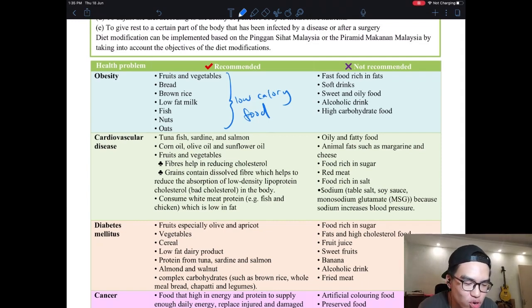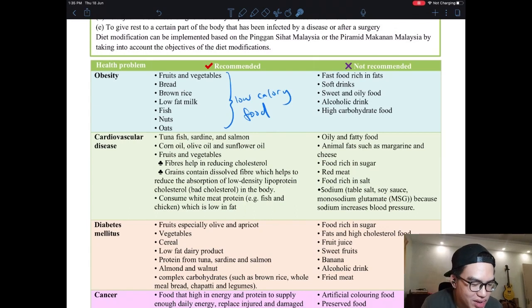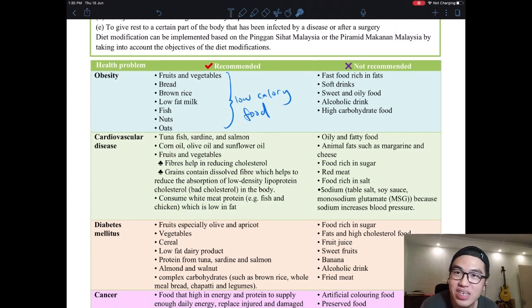So what should you not eat? Fast food rich in fats, obviously. Soft drinks, obviously, unless it's a zero-calorie drink, then it's fine. Sweet and oily food, obviously, because it's high in sugar and fats. Alcoholic drinks are also sugar. Alcohol is made from sugar. High carbohydrate food, sugar again. Mainly sugar and fats. Please avoid them. You think you need them, but you don't. It's just your body tricking you.